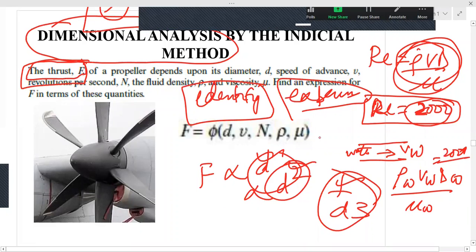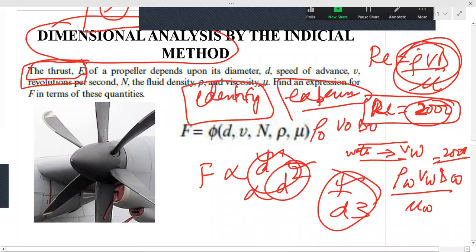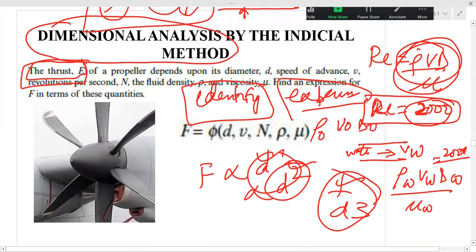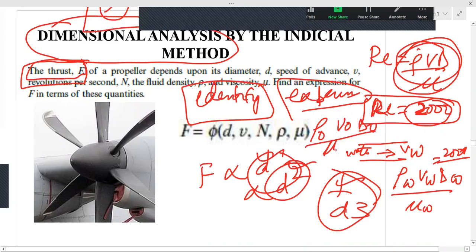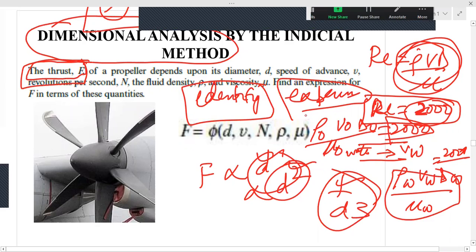Somebody else was carrying out experiments with some oil, so rho o, vo, do, and this was a different diameter pipe, velocity was different, density was different, and viscosity was also different, but it also came out to be 2000. So will you get similar kind of flow behavior and pressure drop in both the cases, or will you get different?